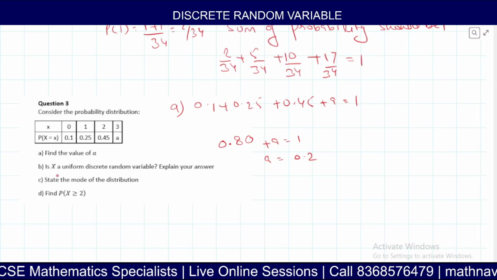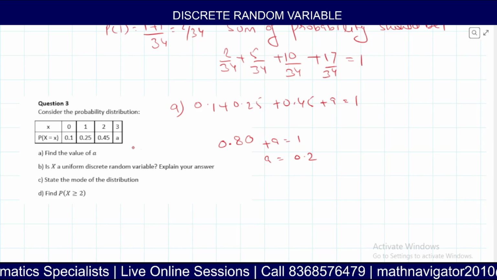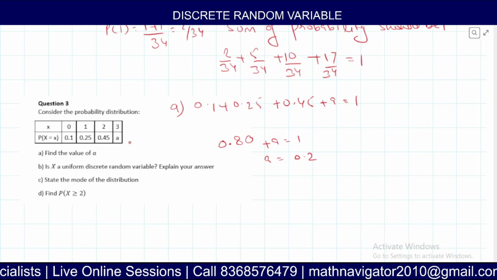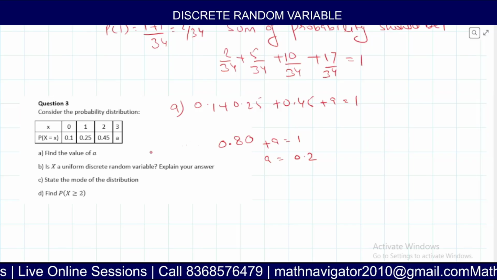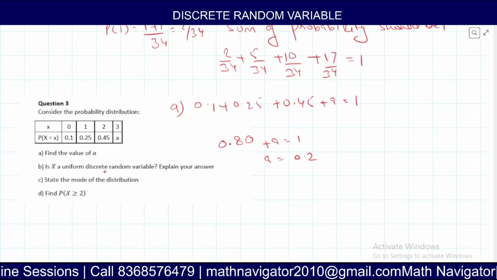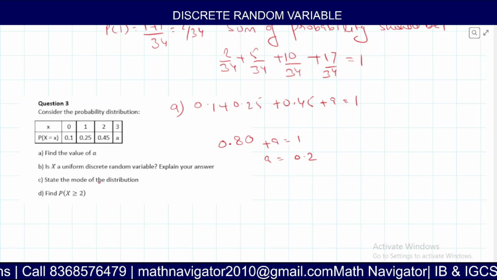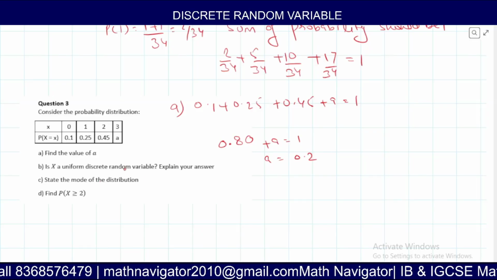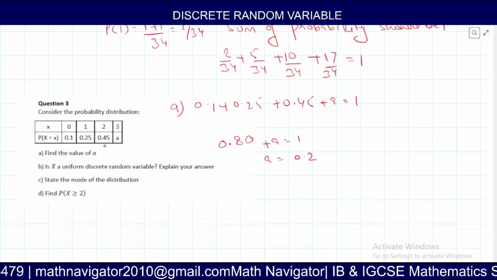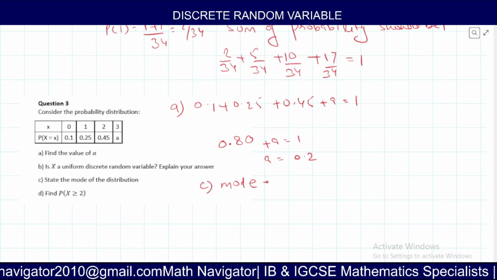Right? Is x a uniform discrete random variable? Okay, I'll tell you one more thing. What is a uniform discrete random variable? When the probability of everything remains the same. But here the probabilities are different. So it is not a uniform discrete random variable. It is a discrete random variable, but not a uniform discrete random variable. So state the mode of the distribution. Mode of the distribution is maximum frequency or maximum probability, which is 0.45. So mode is equal to 2.